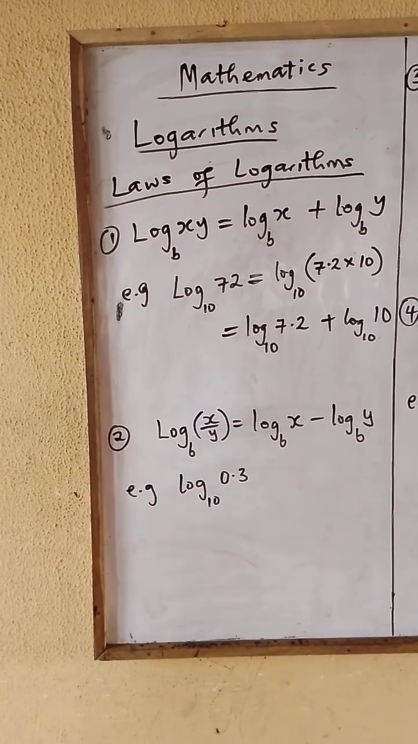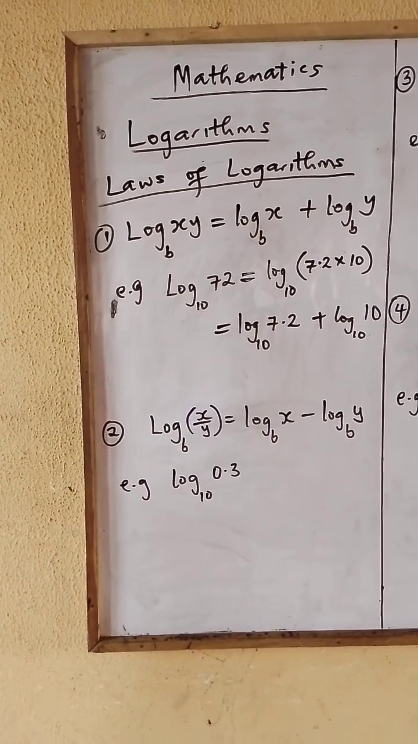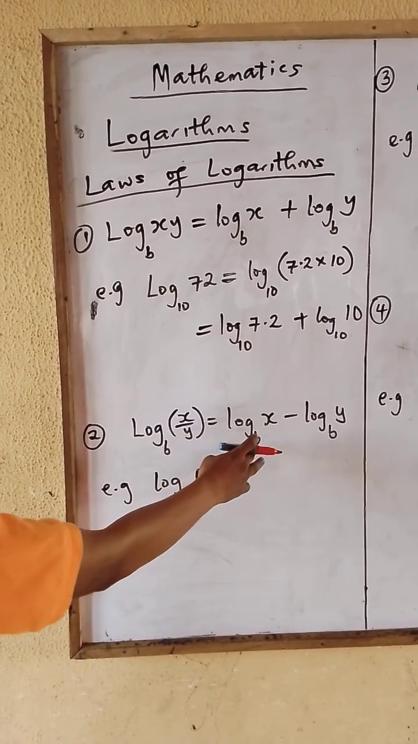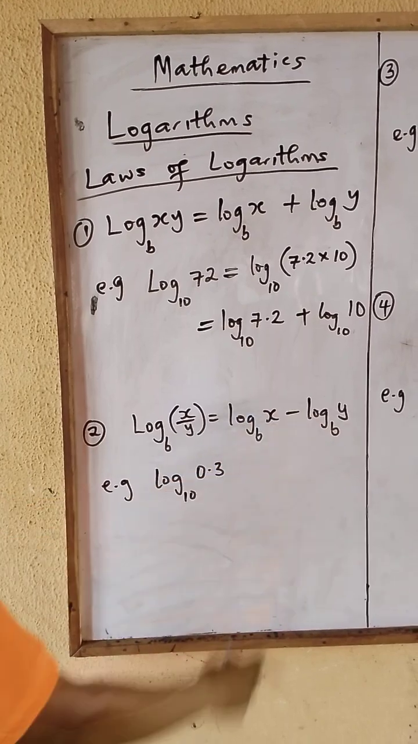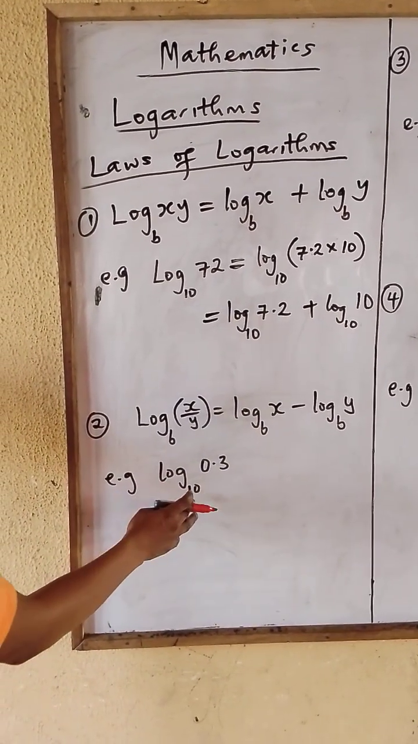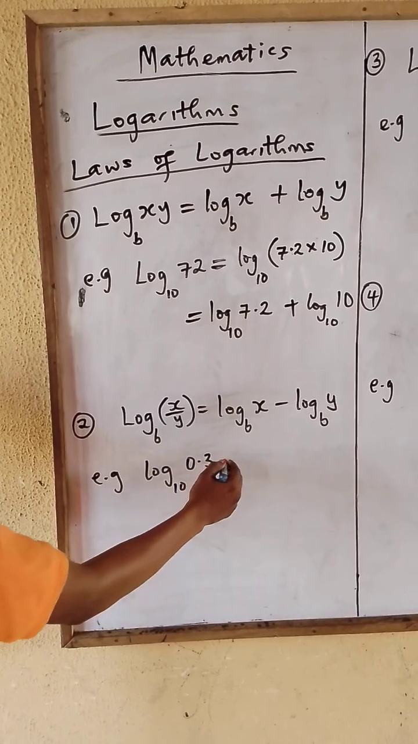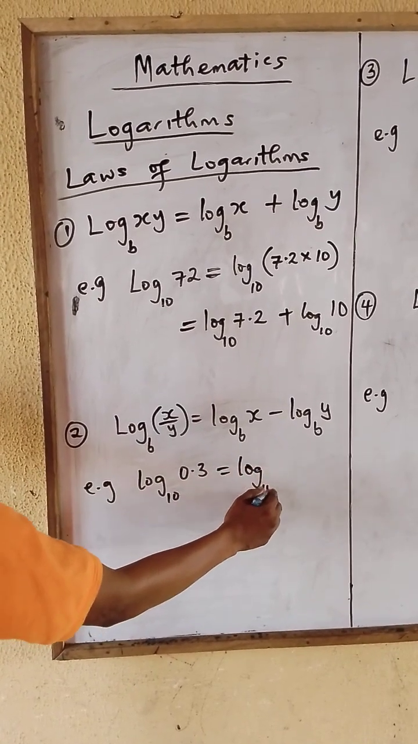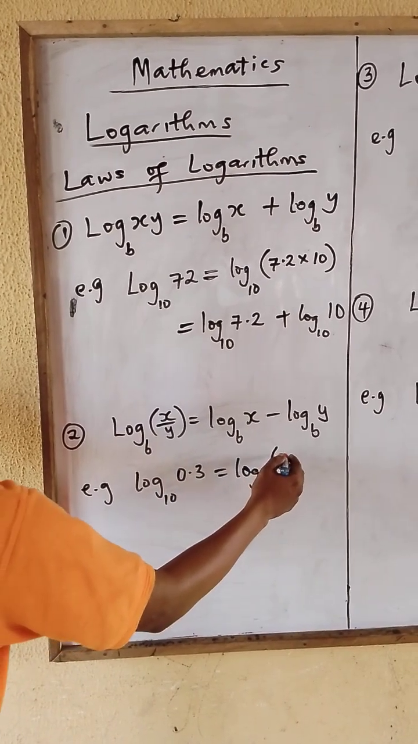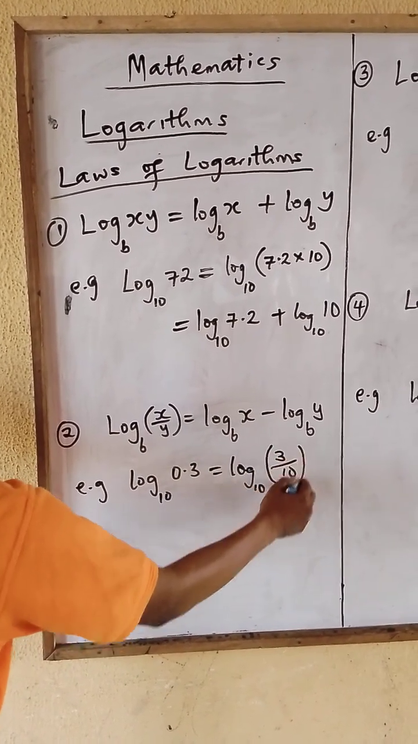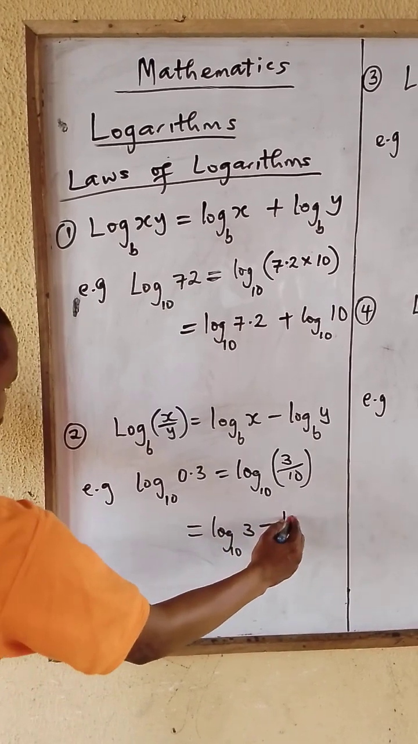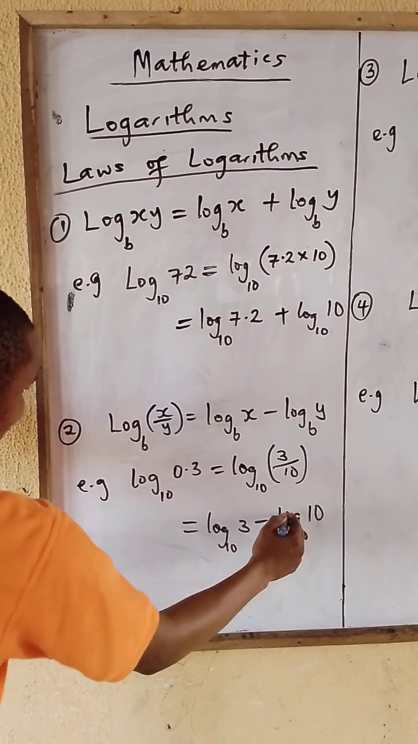Number 2, we have log base b of x divided by y is equal to log base b of x minus log base b of y. So therefore, log base 10 of 0.3 will be equal to log base 10. Don't forget that 0.3 could be written in fraction form, which will be 3 over 10. So therefore, we are going to have log base 10 of 3 minus log base 10 of 10.